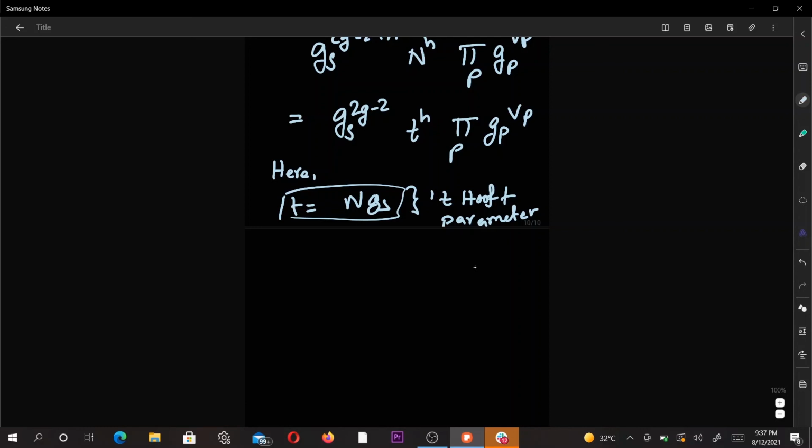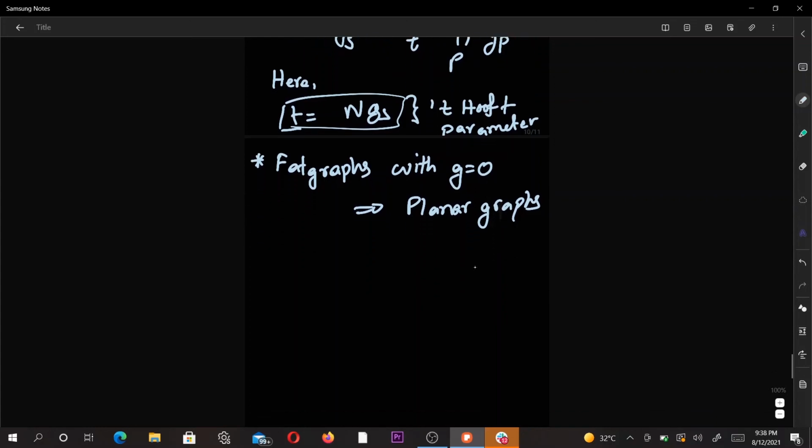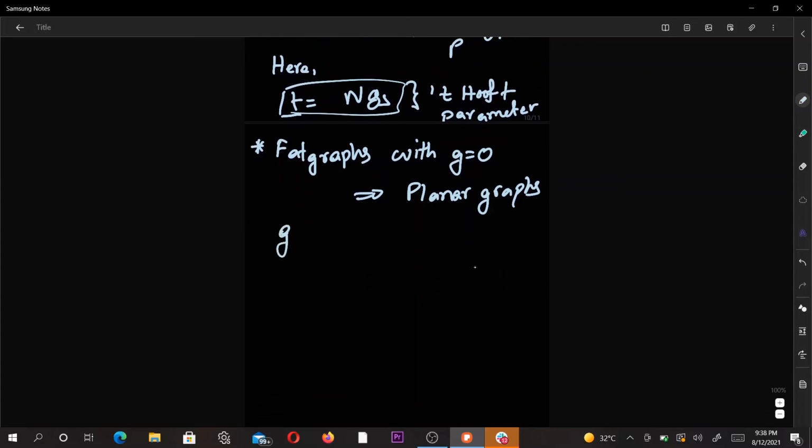So now, let's say a thing or two about fat graphs before we end the video. Fat graphs with g equal to 0 are called planar graphs. That is, if the genus is 0, that's a planar graph. Genus greater than 0 is a non-planar graph.